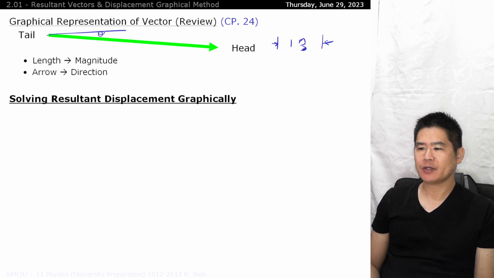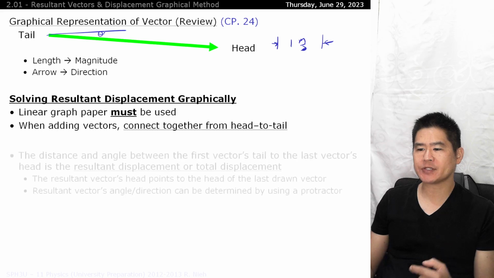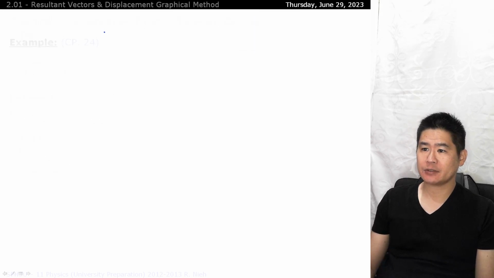So whenever you're solving resultant component-based problems, we follow the same rules as before. You take all the vectors and you connect them together from head to tail. Then your resultant vector points to the head of the last vector drawn. I think this is best described going through an example, so that's what we're going to go through next.